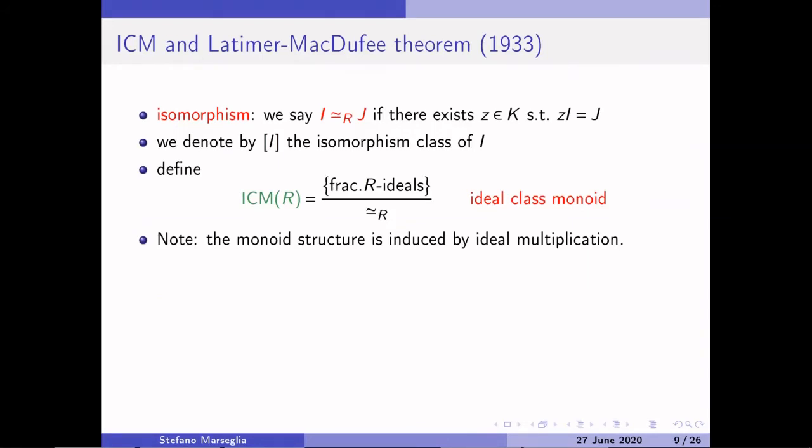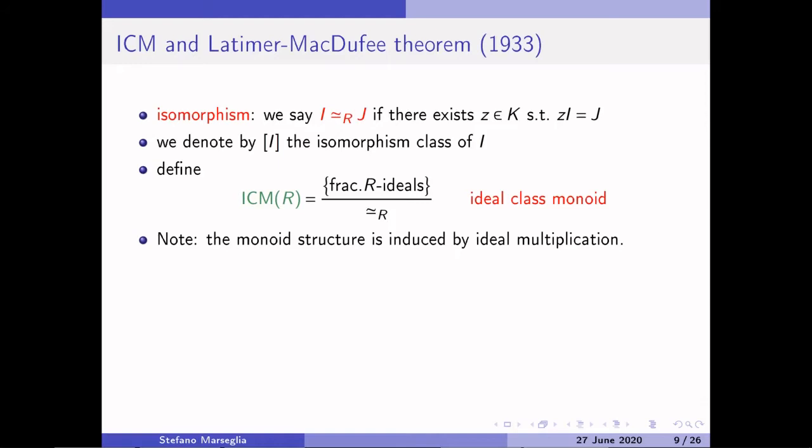So ideal multiplication is compatible with the notion of isomorphism. If you take two ideals that are isomorphic and take other two, you multiply them, the products are going to be isomorphic as well. So we get an induced monoid structure on the set of fractional ideals.